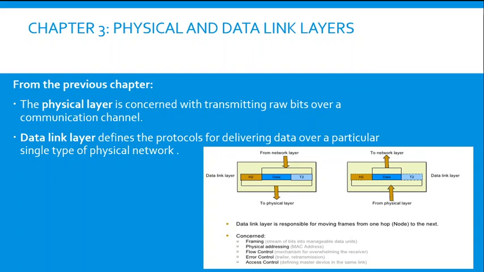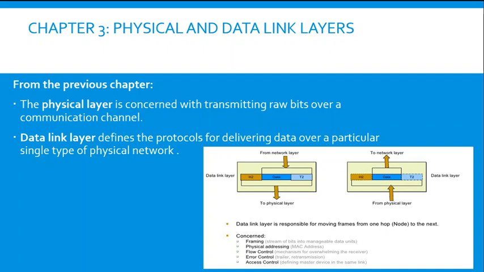Define the protocols where we deliver data for a particular single type of physical network. As you can see from the visual images, you can see the layers there, the link layer, from the physical layer, where it goes to the network layer by different protocols such as header, data, and token. It is also responsible for moving frames from one hop to another, or as we know, one node.